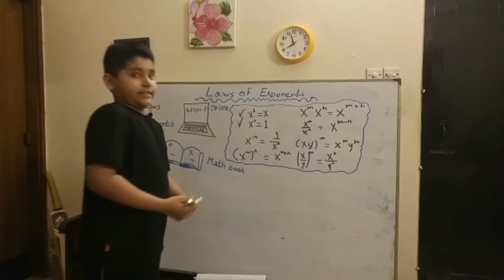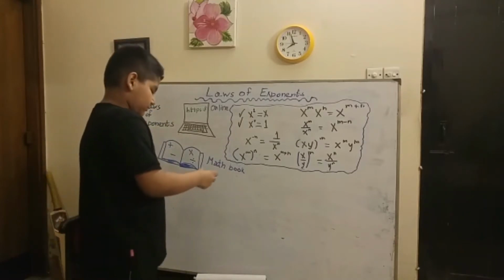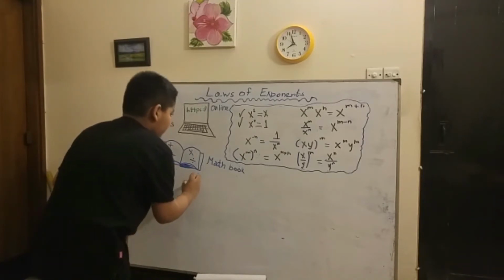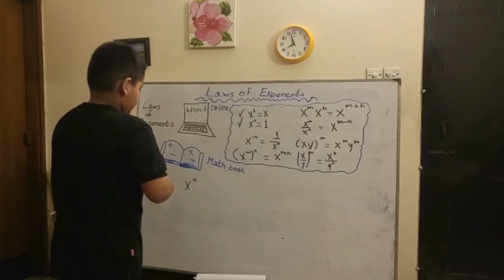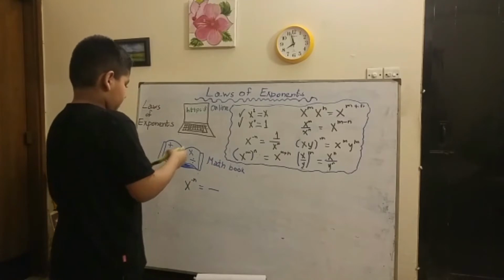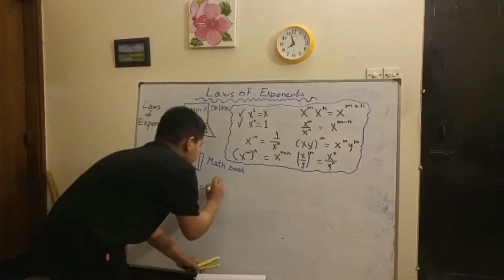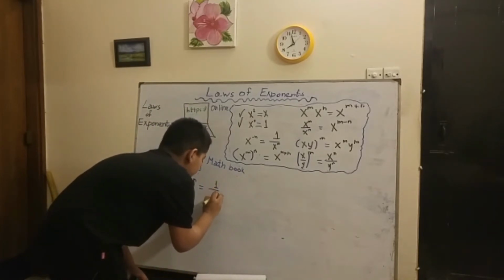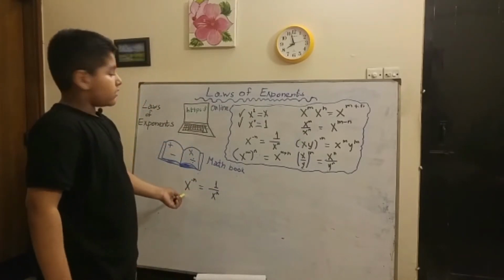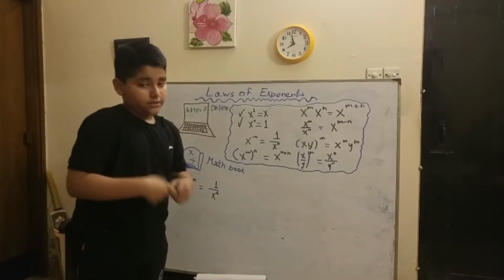So let's look at the third law, the law we haven't looked at yet. x to the negative nth power equals 1 over x to the nth. So what it's telling us is, if we take a number and put it to the negative nth power, we get 1 over x to the nth.